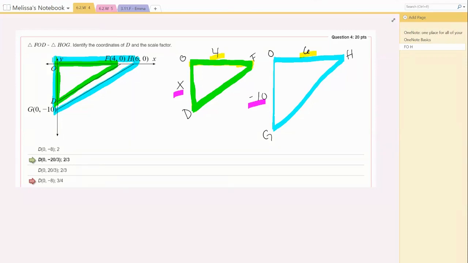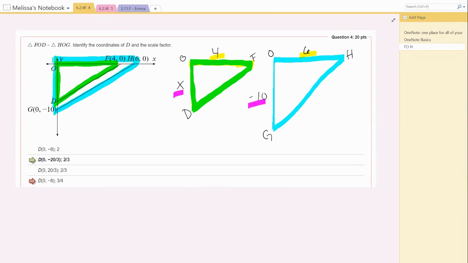This is question number 4 from the 6-2W lesson that you got wrong. So I'm just going to go over that one, kind of describe it, and then how to set it up. So starting off, we are looking at a similarity problem.